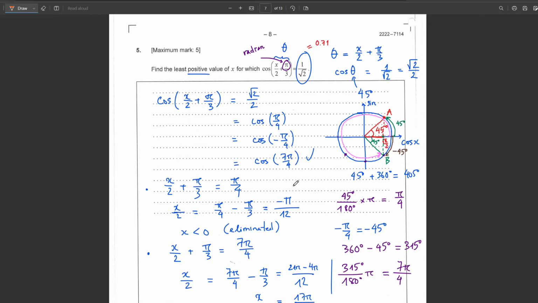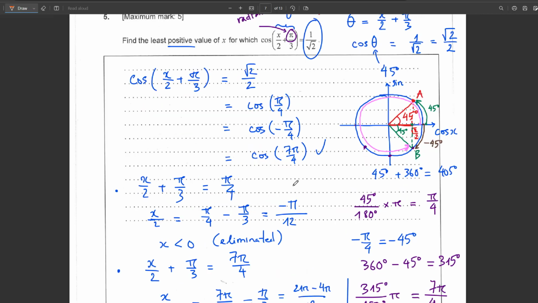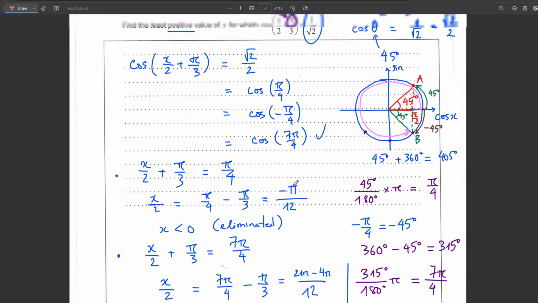Khi làm bài thi final thì có thể có những bài trigonometry dễ hơn thế này. Đây là một bài khá khó. Rồi, cảm ơn các em.